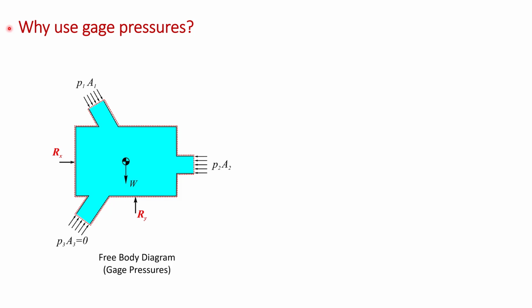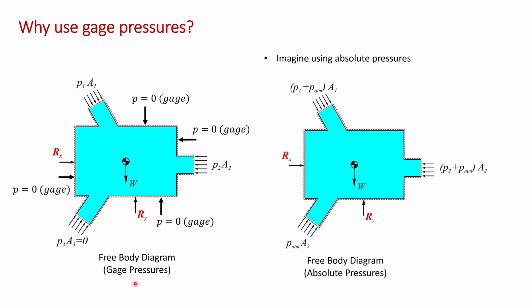Okay, I said I'd talk about why you have to use gauge pressure in these types of problems. So here I've shown our free body diagram using the gauge pressures, which is of course the correct approach. The key point to recognize is that this trick of using gauge pressures allows you to avoid calculating the pressure forces on the outside of the box. If you work in gauge pressures, the pressure forces on the outer surfaces are zero because the outer surface is at local atmospheric pressure. But consider the alternative.